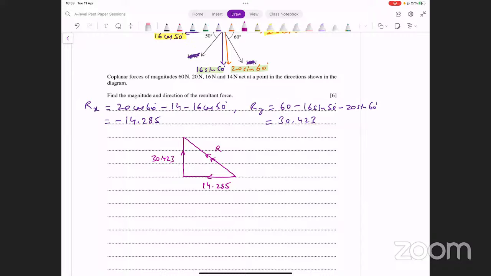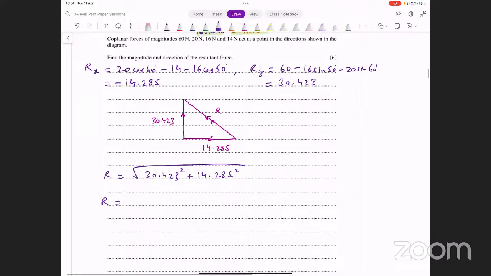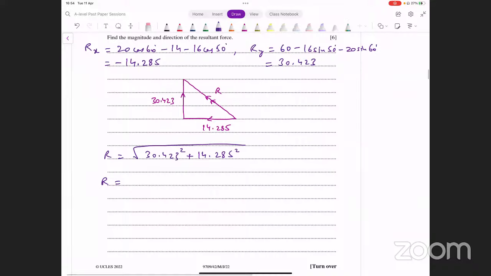We can find the magnitude using Pythagoras. That is going to give us R equals square root of 30.423 squared plus 14.285 squared. We evaluate this, and it gives us the magnitude of the resultant. Let's do this. 30.423 squared plus 14.285 squared. And then square root of that, this is giving me 33.6 Newton. And that is the magnitude of the resultant that we get from this, 33.6 Newton.